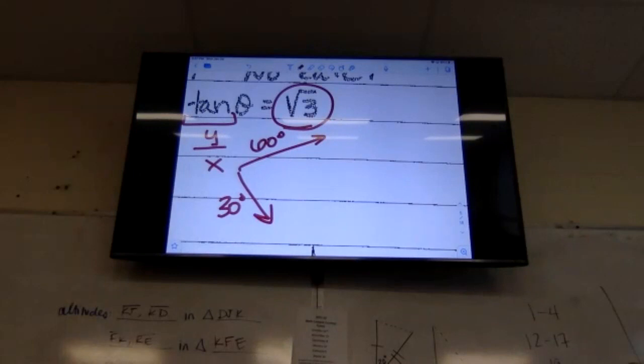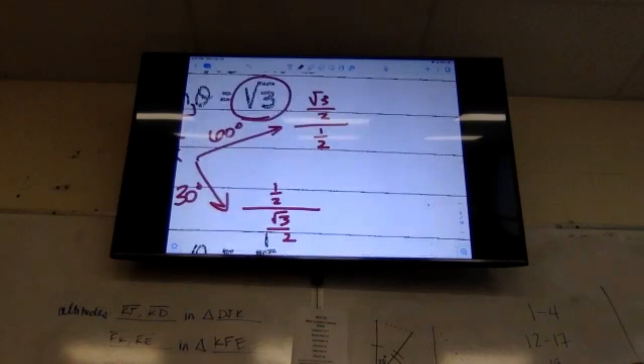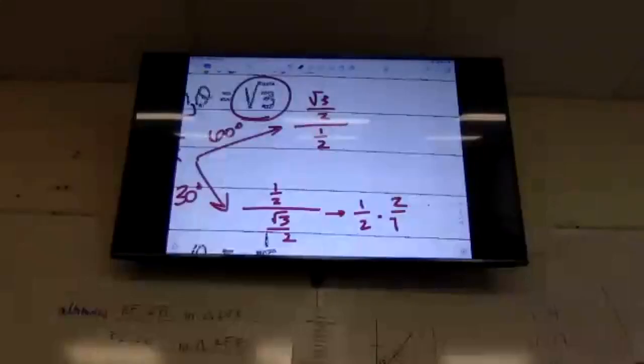All right, so 60, what's your y for 60? √3/2, and then my x is my 1/2. Good. My 30 is the exact same thing, but it's opposite, 1/2 over √3/2. I can just do one more step and know which one's going to work. If I do 1/2 and multiply by the reciprocal, my √3 ends up in the denominator for my 30 degrees. Is that what I want?